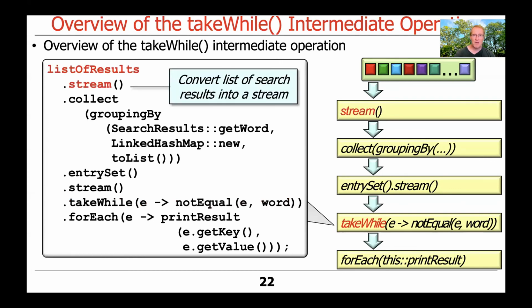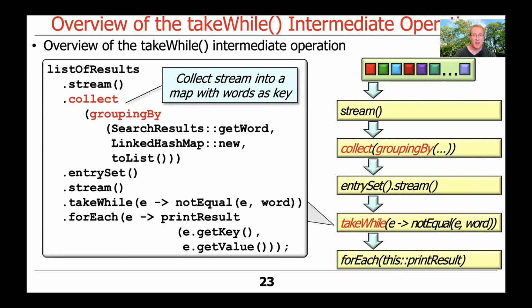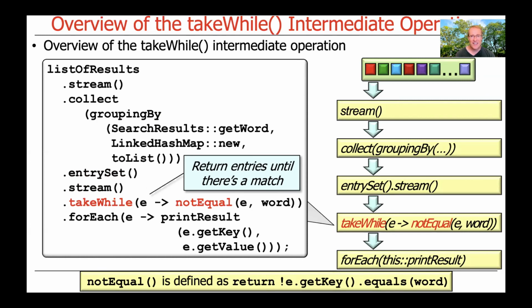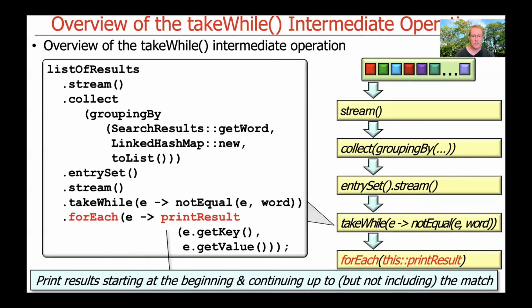And as before, same basic idea: you convert the list of results to a stream of results, collect everything into a hash map that maps the search words to the locations where the words were found, convert the hash map into a stream, and then continue to take the elements and process them up to the point where you hit a match. In this case, we invert this, so you keep going while something is not equal to what you're looking for, where you want to terminate the stream. And then at that point, when you're done, you print the results out.